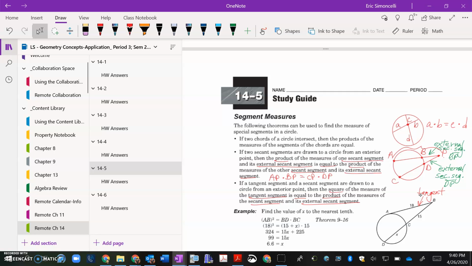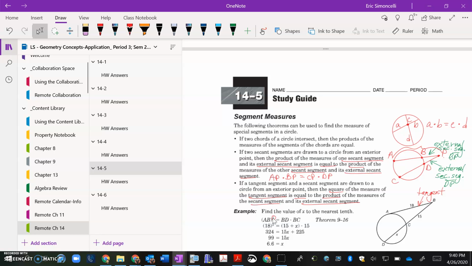In the example, you see, find the value of x to the nearest tenth. AB is very specifically the tangent, as I've already noted, and that is provided as 18. And that's equal to the product. Well, the square will be applied as well in context, so I'll circle that. So it's the square of that tangent, technically.